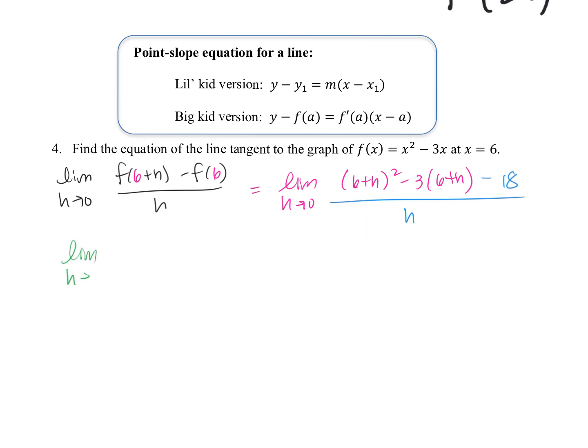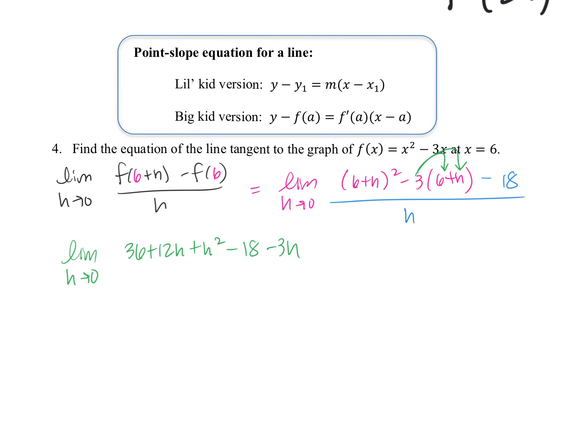You got this, Cooper. You love this. 6 plus h times 6 plus h. Okay, that's 36 plus 12h plus h squared. Perfect. 12h plus h squared. And then I'm going to distribute: minus 18, minus 3h.